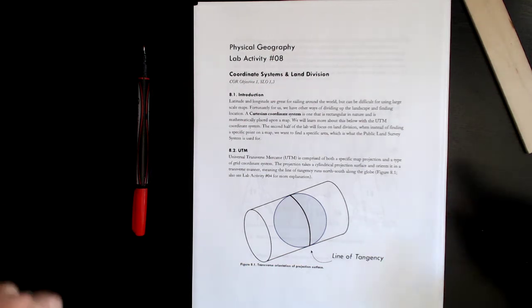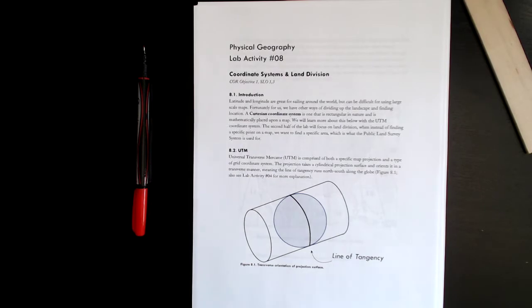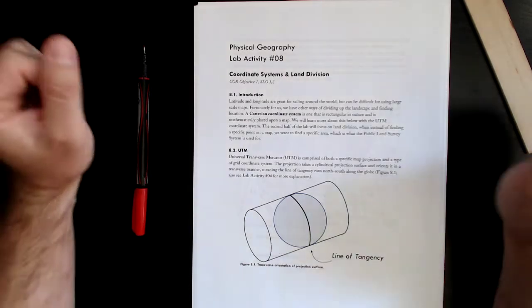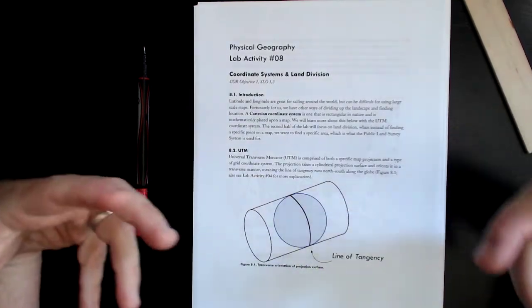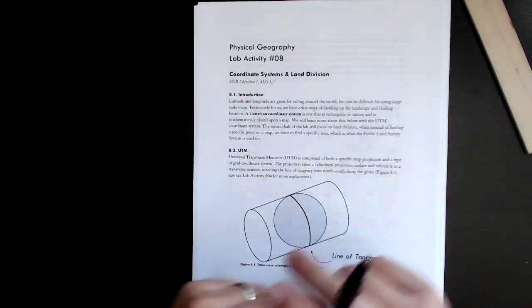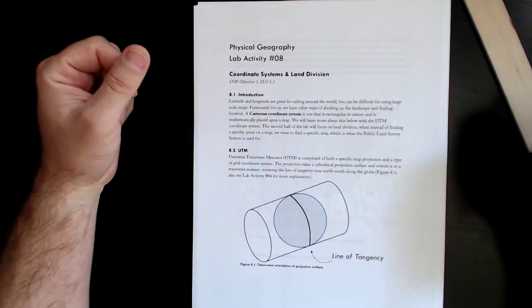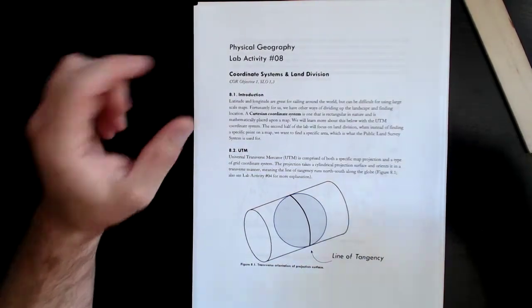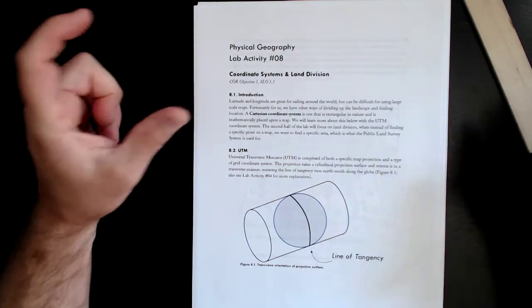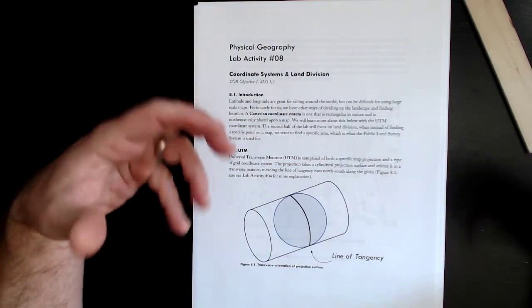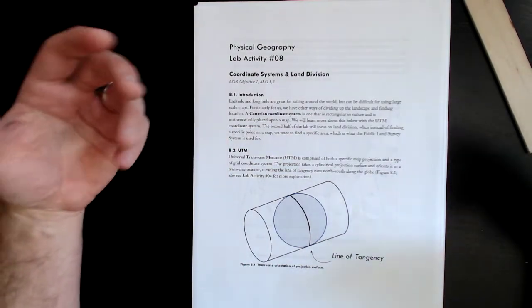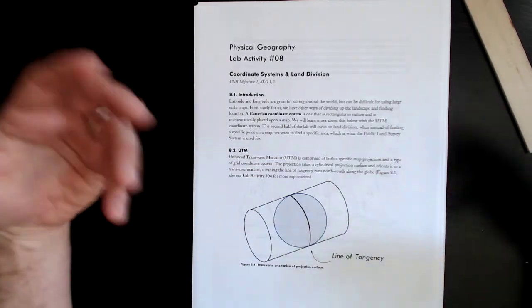Okay, geographers, going to look at this Lab 8 that you need to complete this week. You're going to be covering two separate things in here. We have coordinate systems and land division. I'm going to stress that these are two separate things. Now they're similar in the sense that it has to do with mapping and all of that.